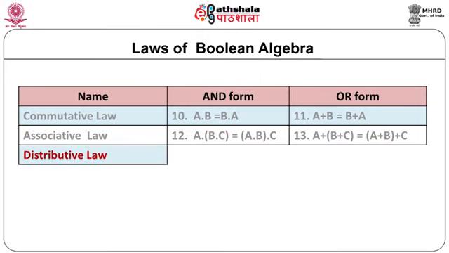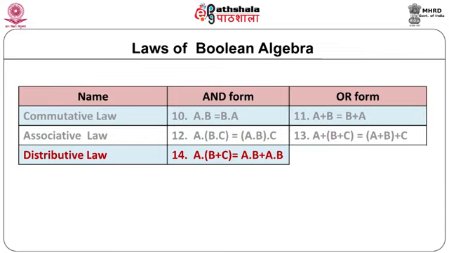Let us now study the distributive law for product and sum forms. The distributive law is A AND (B OR C) equals (A AND B) OR (A AND C). It indicates that ORing two variables and then ANDing is equivalent to ANDing the first variable with the second and the third variable separately, then ORing these product terms. It also gives a sum of product form.